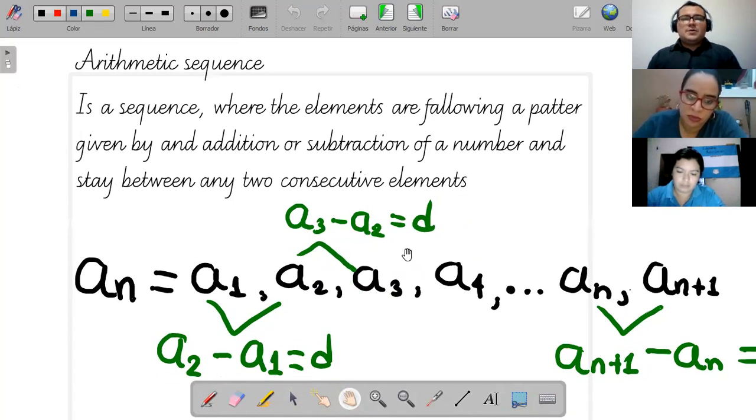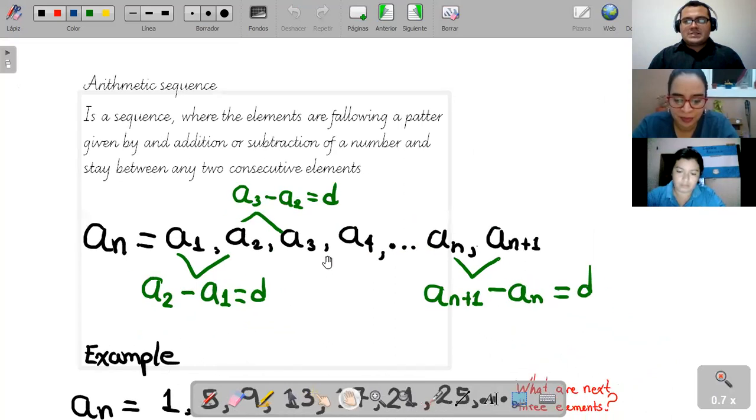In this sequence, the elements follow a pattern given by an addition or subtraction of a number, and this addition stays the same every time, like the one you discovered in the last exercise, adding 4 every time to get the next element. So it's pretty simple. The main rule here works like this. This is the general way to write a sequence, so you can write it over there. And I will make just one question. What do you think these an and an plus 1 mean? What do you think it is?